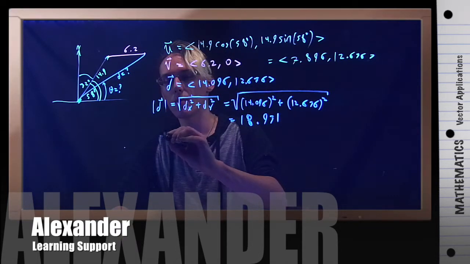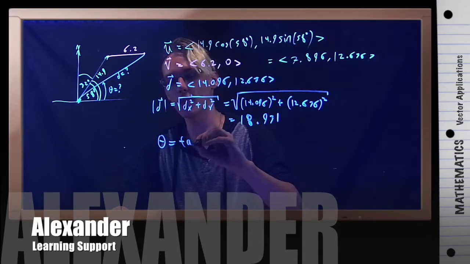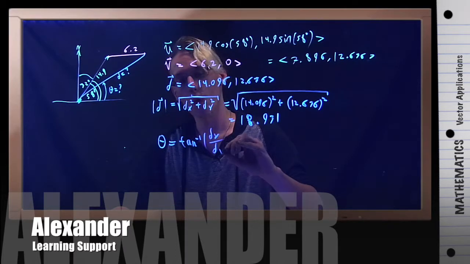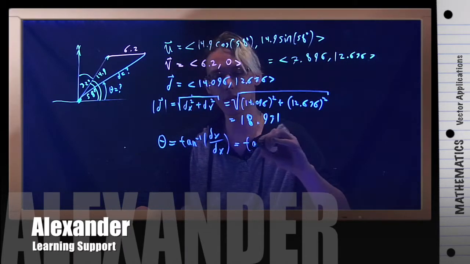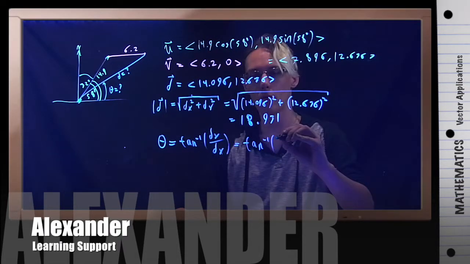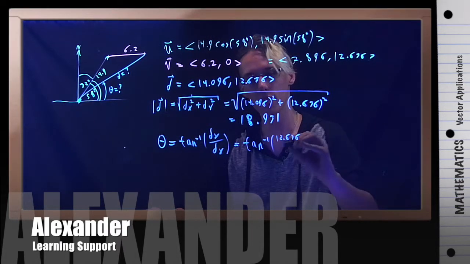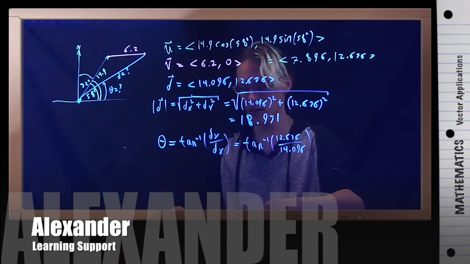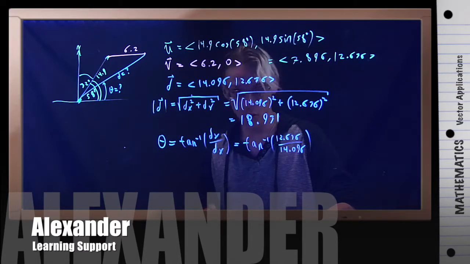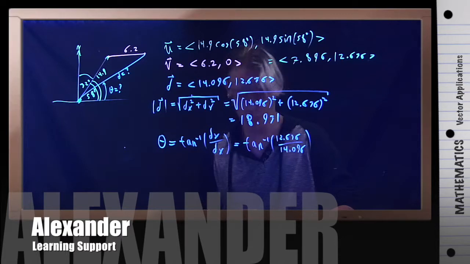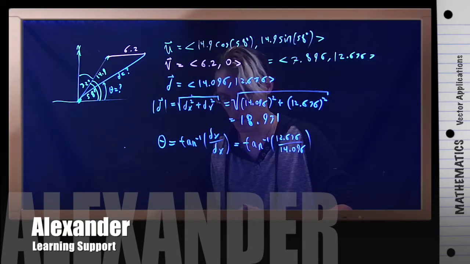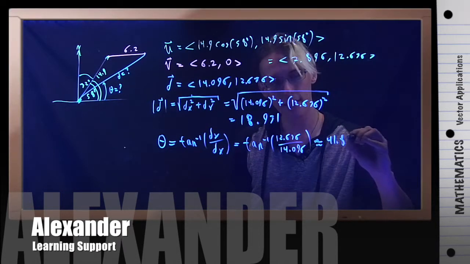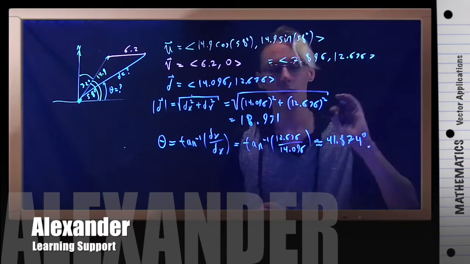Okay, now what's the angle? Well, to find the angle, I'll remember that that is equal to inverse tangent of the y component of whatever vector you have, in this case the d vector, over the x component. So I have tangent inverse of my y component, which is 12.636, over 14.096. So that is exactly what I'll put in my calculator. Tangent inverse of 12.636 divided by 14.096. And that gives me an angle of 41.874 degrees.